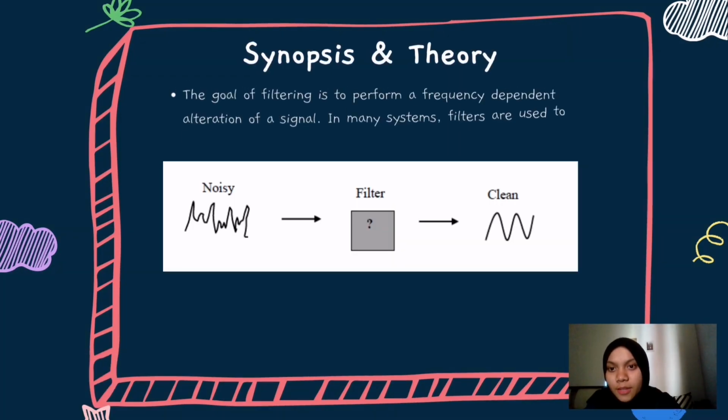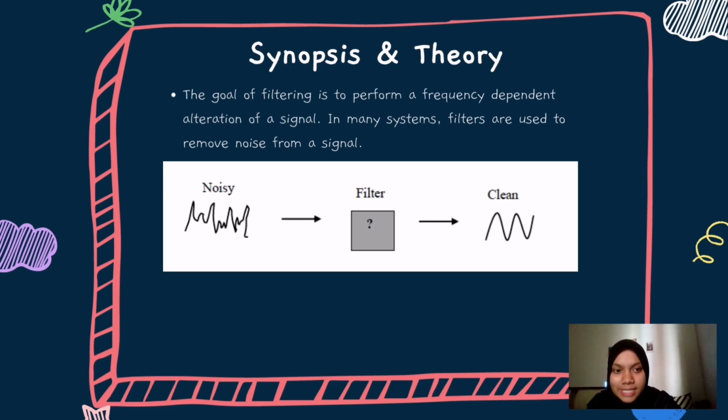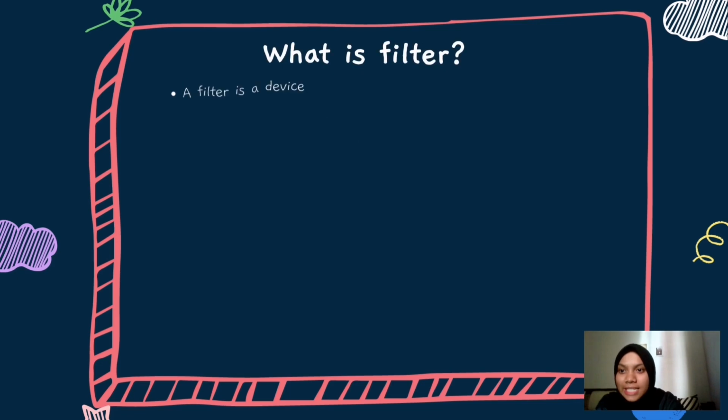So next is synopsis and theory. The goal of filtering is to perform a frequency-dependent alteration of a signal. In many systems, filters are used to remove noise from a signal. As we can see here, the noisy signal is before the filter and the clean signal is after the filter.